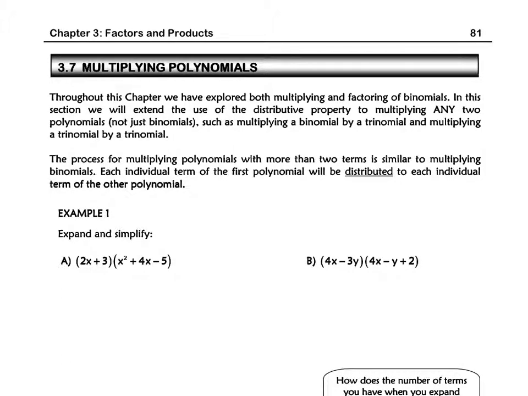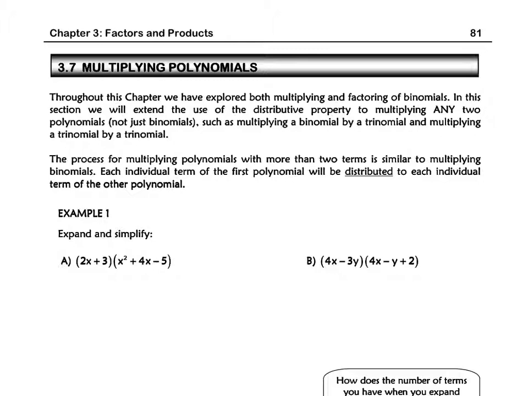Okay, section 3.7 is on multiplying polynomials. We've done a little bit of multiplying polynomials in the previous sections with multiplying binomials, and basically that was based on the distributive property, which we summarized to the method of FOIL, F for first, O for outside, I for inside, and L for last.